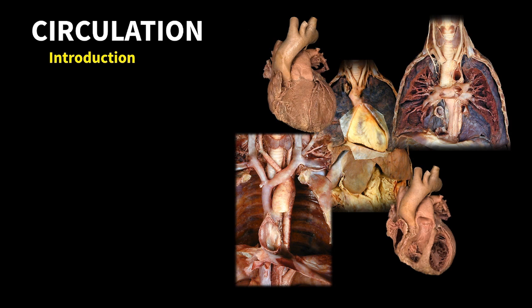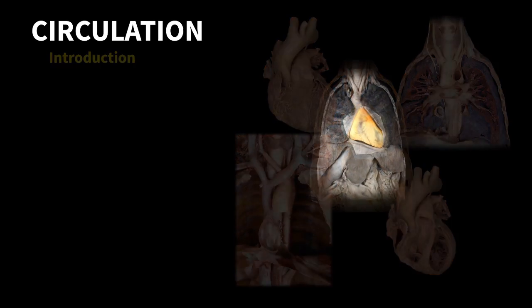This is what is called a closed circulatory system, where a pump, the heart, moves a fluid, the blood, through a circular arrangement of tubes, arteries, capillaries, and veins, to all the tissues of the body and then back to the pump to be repeated over and over again. Let's begin with an overview of this process.